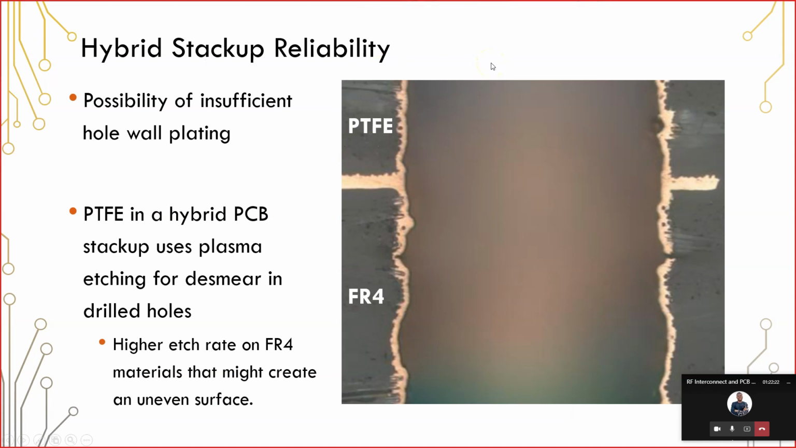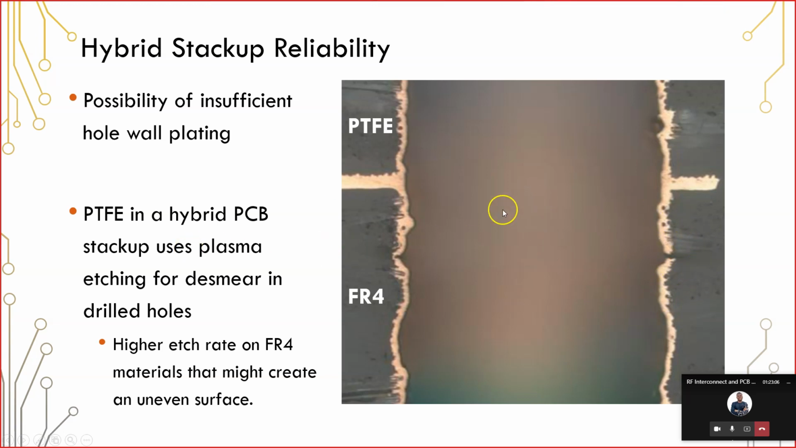Now, there's an important point to note here, which is reliability of hybrid stackups. So hybrid stackups can have a problem if the PCB fabrication house does not know the best practices for working with them, or has not optimized their process for working with these types of stackups. So in this type of stackup, where we have a PTFE layer, so this would be like your Rogers layer, above an FR4 layer, there's a potential for the whole wall plating in a drilled via hole to be very thin, and it could potentially crack, as you can kind of see here on the right side of the screen.